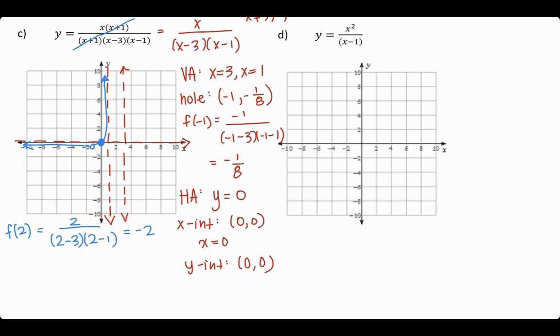So I plug 2 in. 2 minus 3 is -1. 2 minus 1 is +1. So the denominator is just -1. 2 divided by -1 is -2.